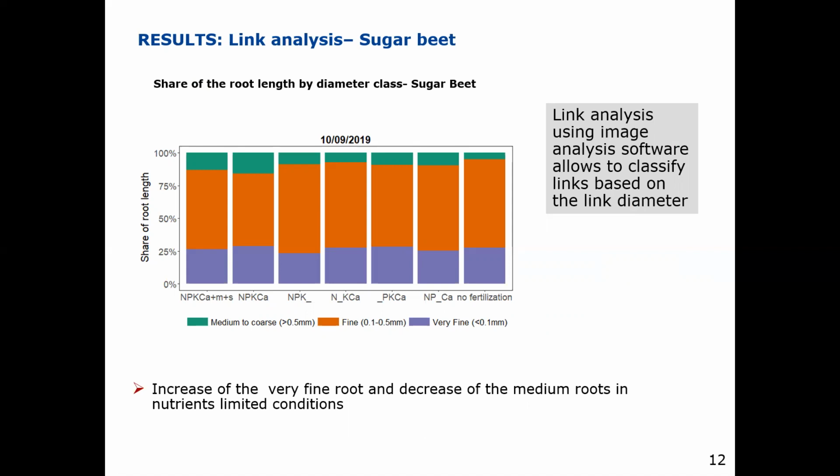And to have a better understanding of the response of the root system to the nutrient deficiencies, we presented here the diameter classes as proportion of the total root length. As we can see here, we have three classes: the very fine root diameter class, the fine root diameter class, and the medium to coarse root diameter class. Here we can see that there was an increase of the very fine roots and a decrease of the medium roots in nutrient limited conditions.